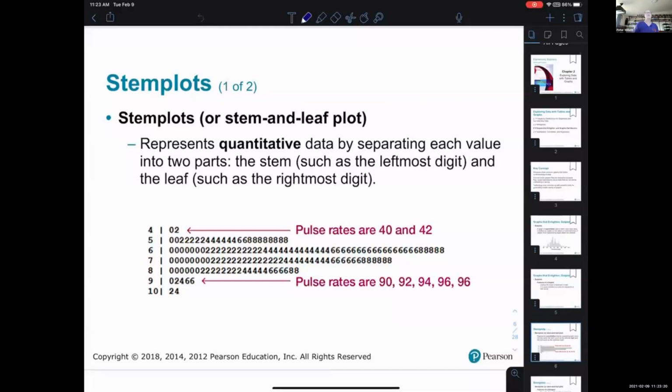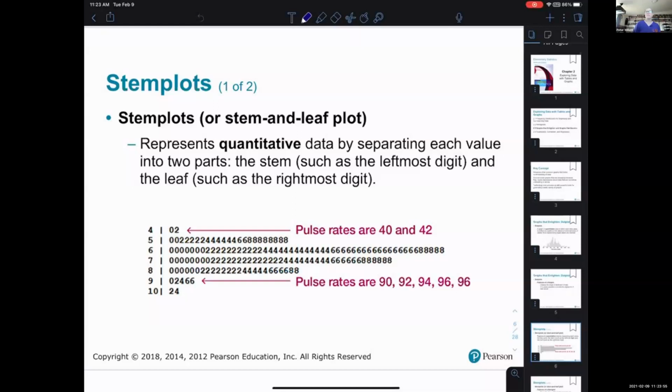So next we're looking at a stem plot. Stem plots, again, represent quantitative data. So take note, all of the graphs we're looking at so far are for numerical data. They only work if the values themselves are numbers. And you represent the quantitative data by separating each value into two parts: the stem, such as the leftmost digit, and the leaf, such as the rightmost digit.